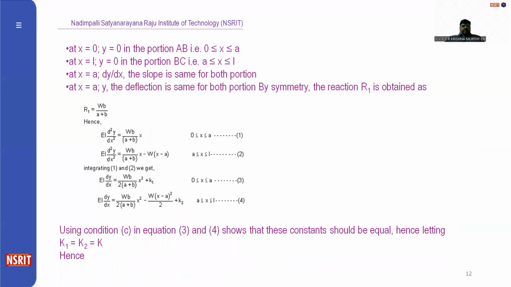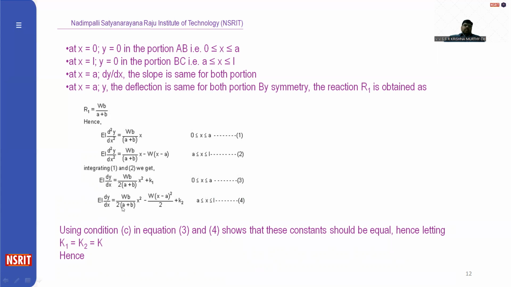If I apply the boundary conditions: at x is equal to 0, y is equal to 0, and at x is equal to L, y is equal to 0. At x is equal to a, the slope dy by dx will be the same from both portions, and the deflection y will be the same as well. By moments, R1 is obtained as R1 is equal to Wb by a plus b. So the reaction force I got is Wb by a plus b. Now I substitute the value Wb by a plus b into x, minus W into x minus a.